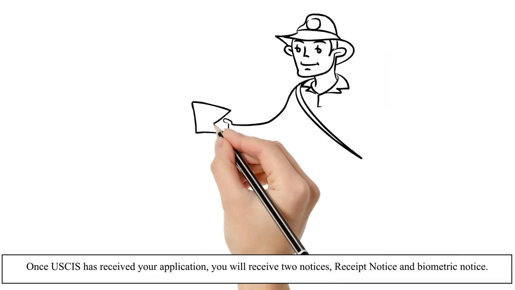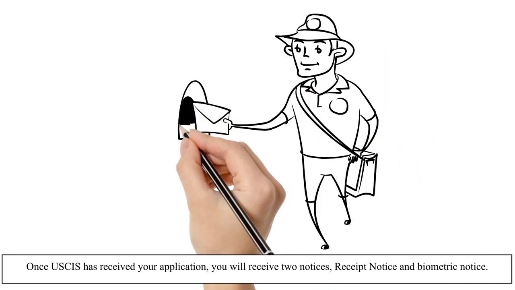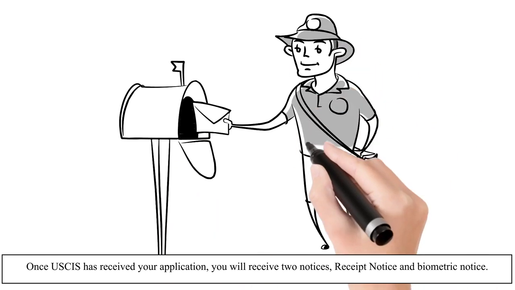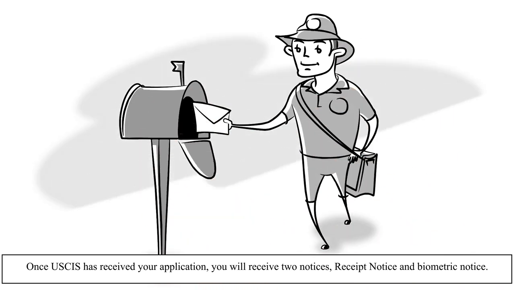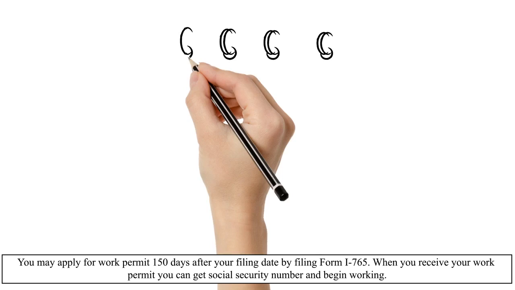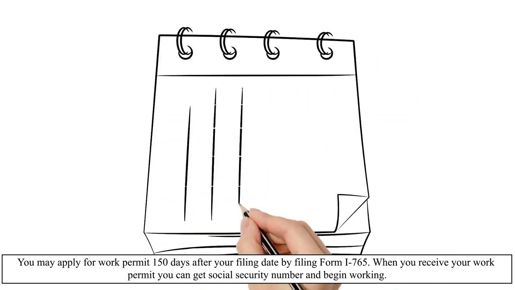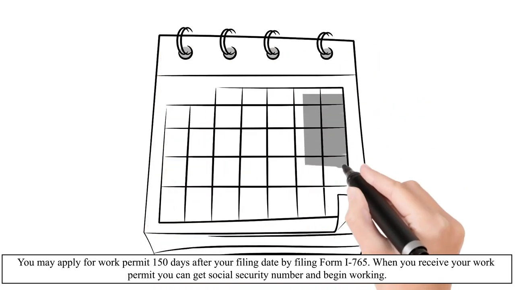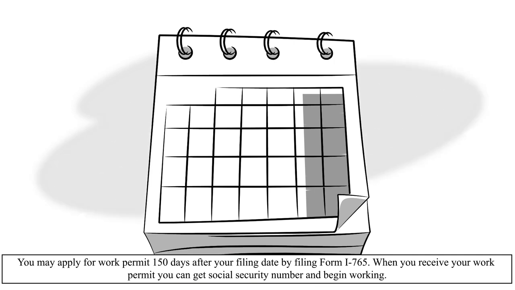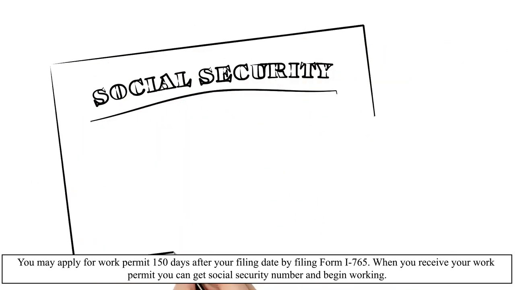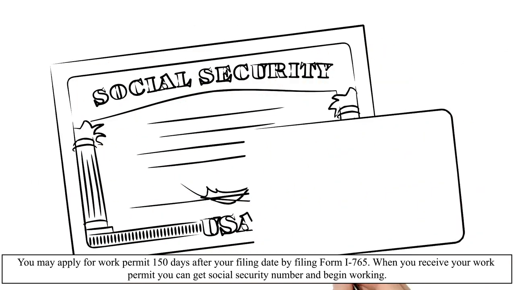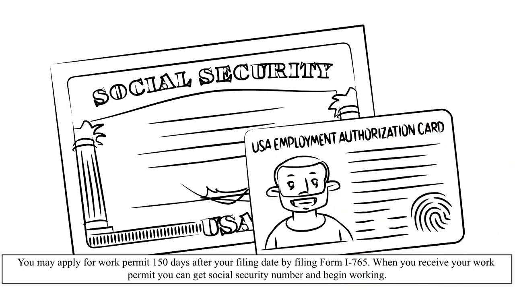Once USCIS has received your application, you will receive 2 notices, a receipt notice and a biometric notice. You may apply for a work permit 150 days after your filing date by filing Form I-765. When you receive your work permit, you can get a Social Security number and begin working.